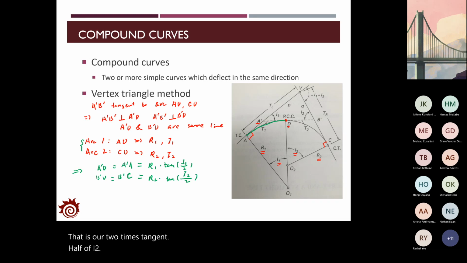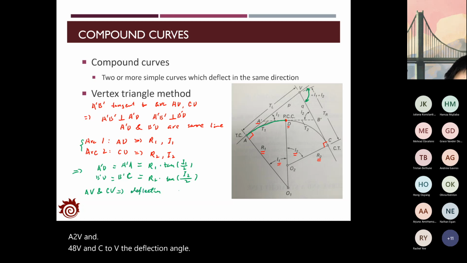And we can further utilize this information to calculate the deflection angle between the line A to V and C to V. So this would be the deflection angle. It's quite straightforward, which is just I1 plus I2.